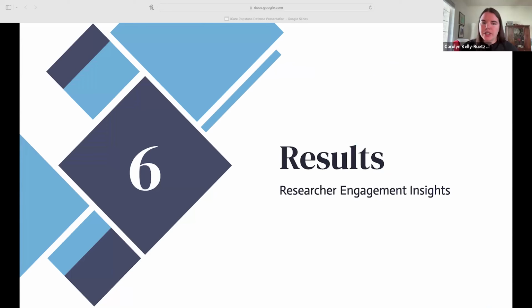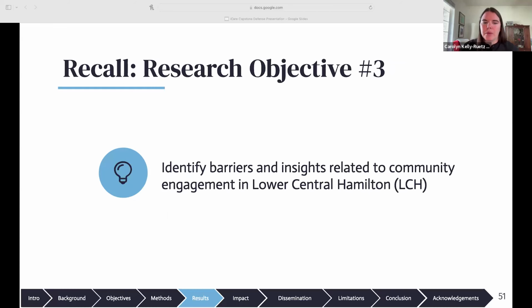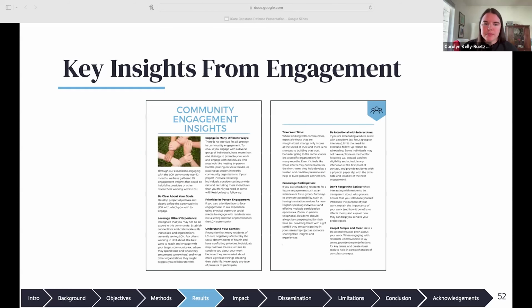We'd now like to shift the perspective from thematic analysis to the last section of our results, which are researcher engagement insights. To recall, the last research objective we had was to identify barriers and insights related to our own community engagement in Lower Central Hamilton, which happened over the course of this project. Over the last 12 months, all three of us have critically reflected on our successes, challenges, and the strategies that we use to navigate these challenges.